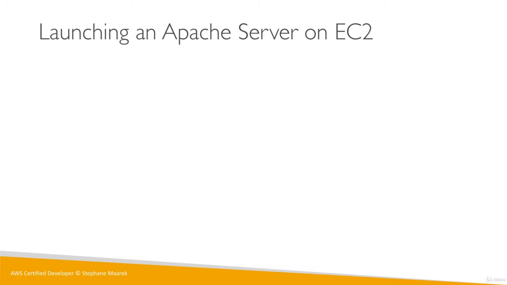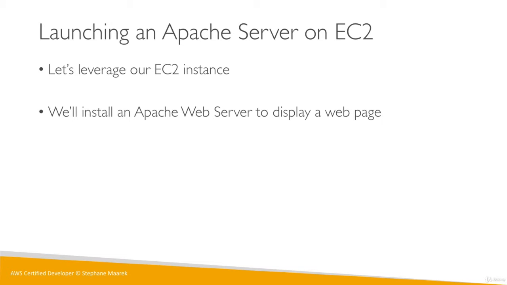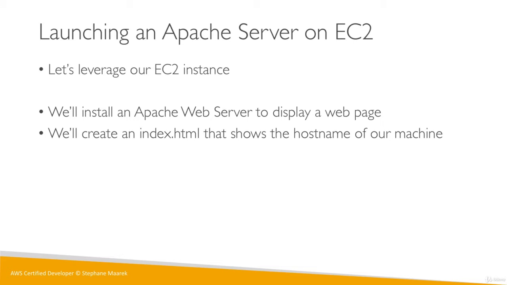Okay, so in this lecture, we are actually going to use our EC2 instance to launch an Apache server on it. So we'll install an Apache web server and we'll basically deploy a web page. And for this web page, we'll just create something called index.html that will show the host name of our machine. So pretty simple, but let's go ahead. It's going to be a bit of fun and we'll get to practice our security groups.